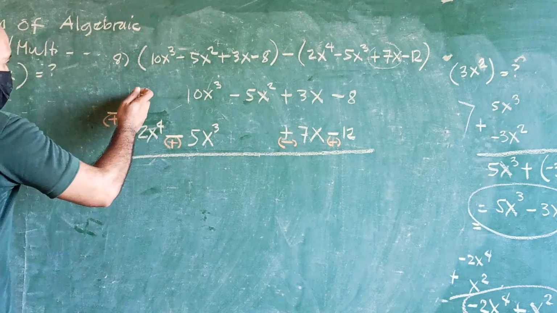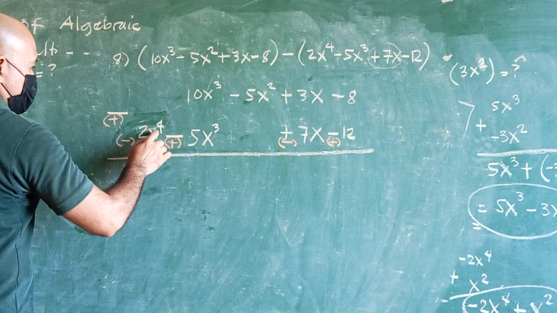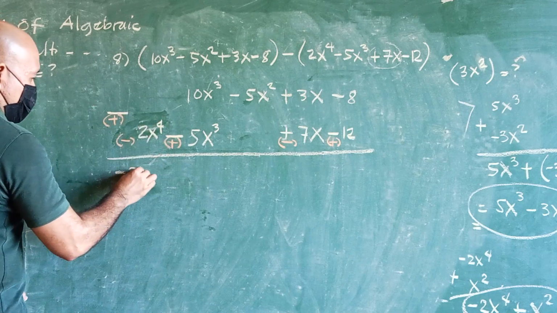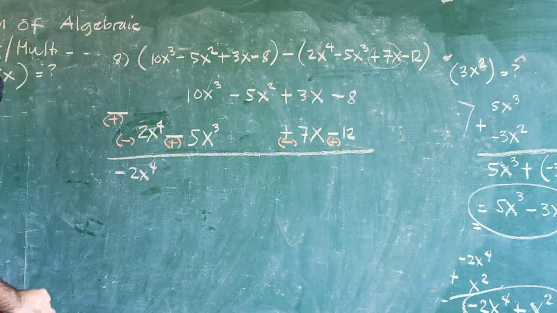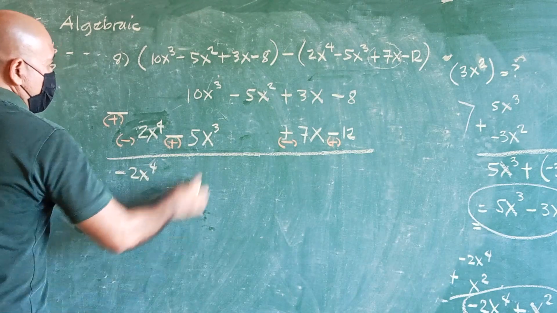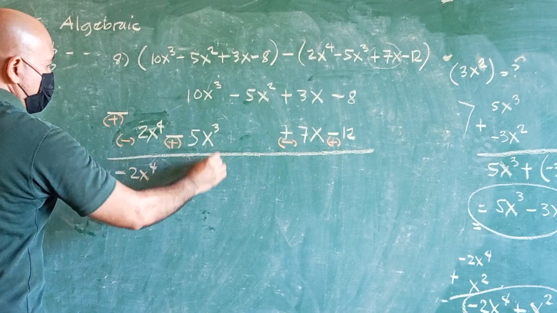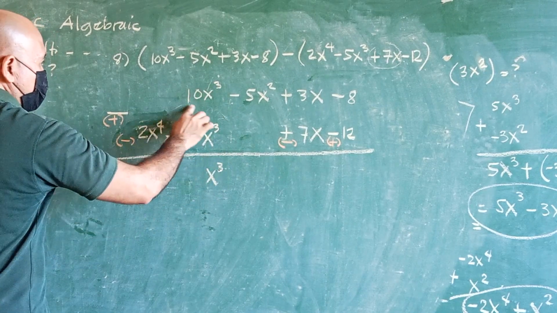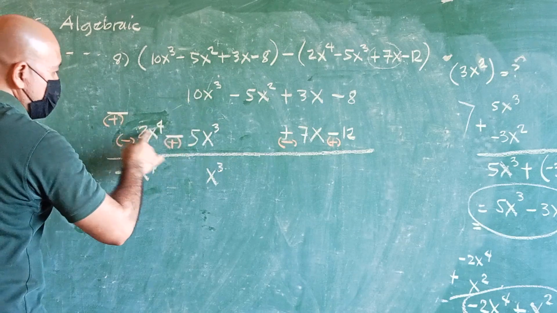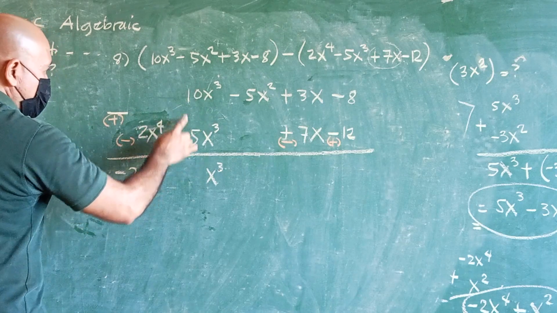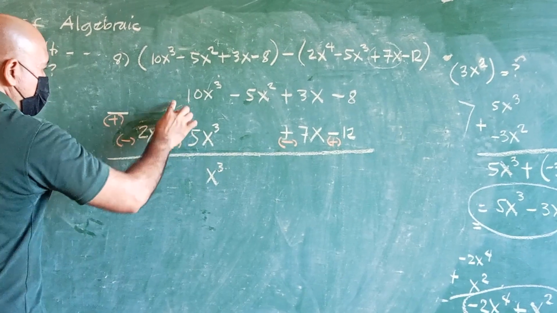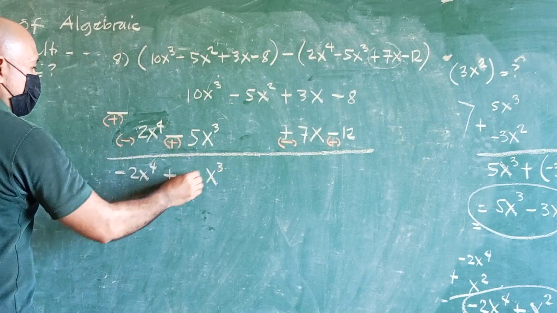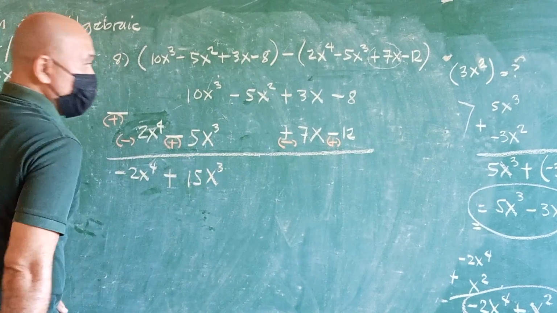Okay, so since there is no term above 2x, negative 2x raised to the power of 4, all you have to do is to bring it down, negative 2x raised to the power of 4. And then, since these terms are similar, just bring down x cubed. And it is just like positive 10 plus positive 5. So addition of the same sign. All signs are positive, so bring it down as plus. And then 10 plus 5 is 15.